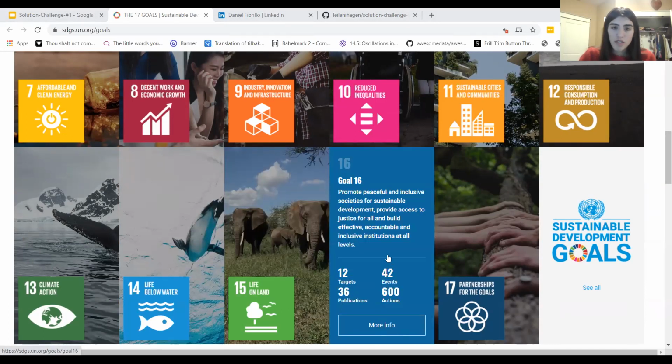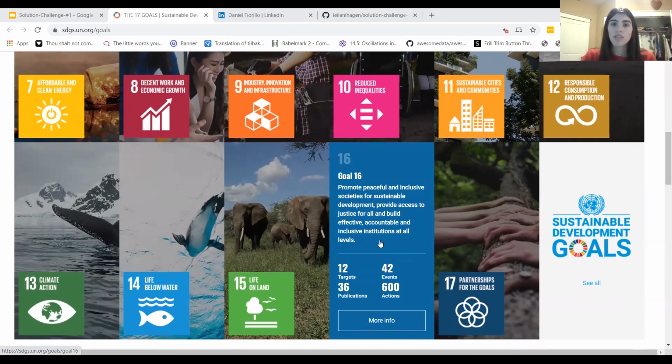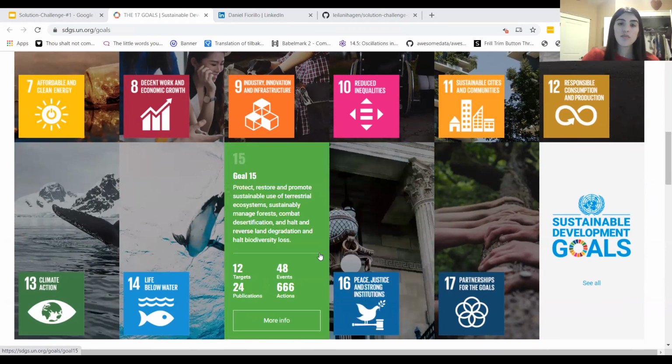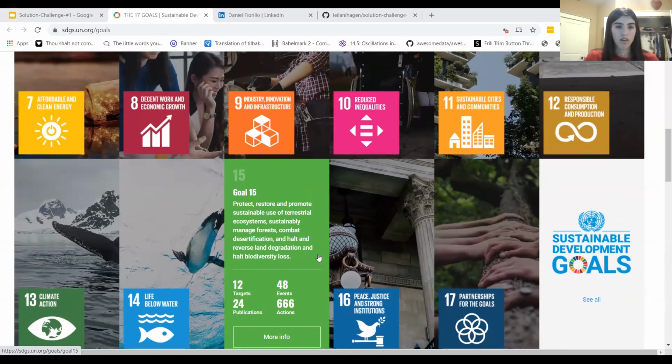All right, so let's read goal number 16. It's to promote peaceful and inclusive societies for sustainable development, provide access to justice for all, and build effective, accountable, and inclusive institutions at all levels. So that's a pretty big goal. It's about peace and properly functioning institutions at like the society and government level, freedom, stuff like that. So there's probably a lot of projects actually that could fit under that category because it's a pretty broad reaching goal.